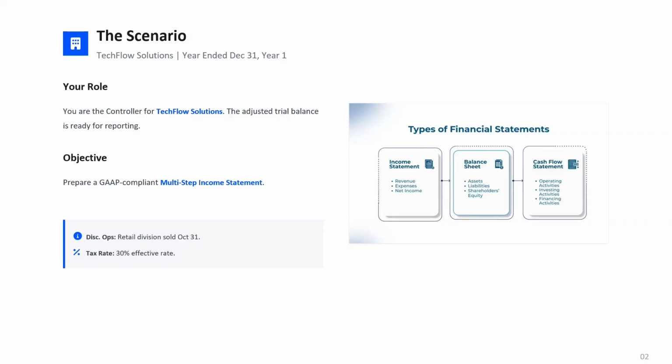First, you can see that there was a discontinued operation, a retail division that was sold on October 31st. And the second one, the effective tax rate for this company is 30%. So here, whenever you see a discontinued operation, remember we always report it separately and we also report it net of tax. So this scenario requires careful attention and the proper placement of every line item. Now let's start looking at the documents to work with.